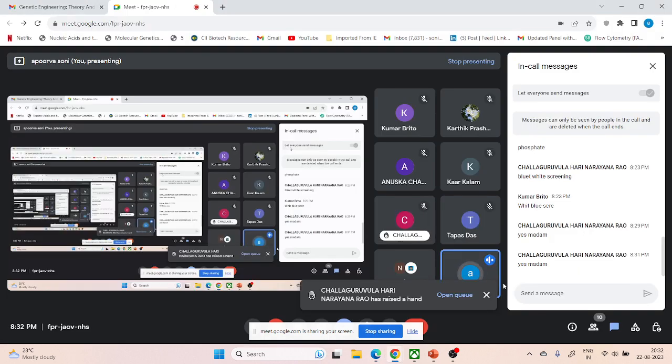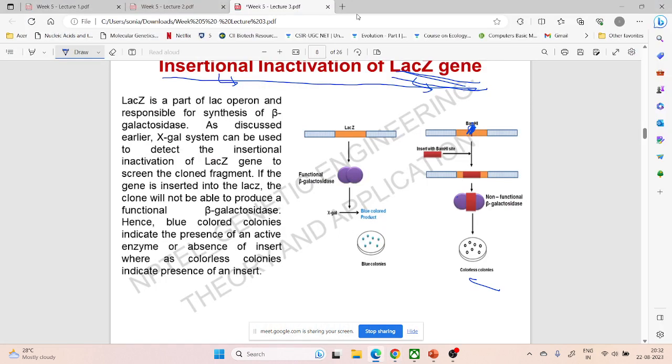Okay. Any other question, any topic that you could not understand? Anybody else? Ma'am, can you explain the Maxam-Gilbert method? Okay. Maxam-Gilbert, it was in the last.